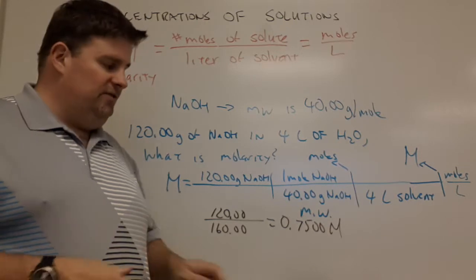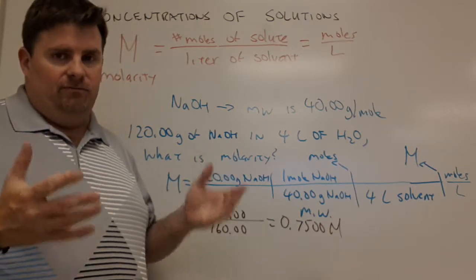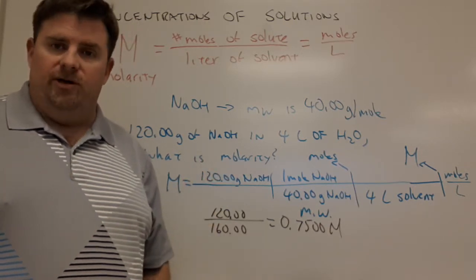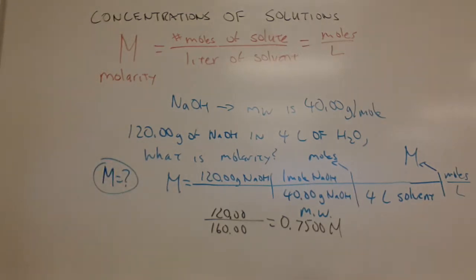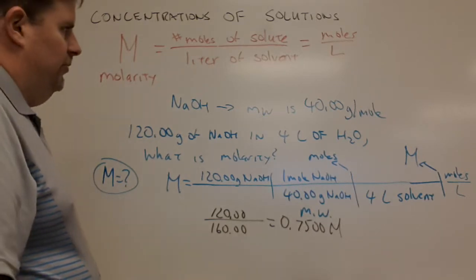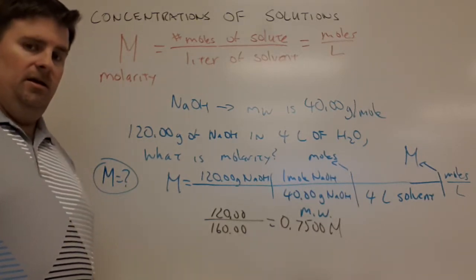Okay? So that means for every liter of the solution, I'm going to have 0.75 moles of sodium hydroxide. Pretty concentrated solution. Okay? So this is a basic example of how to do things. We'll do more examples in class like this. So I'm going to move on.